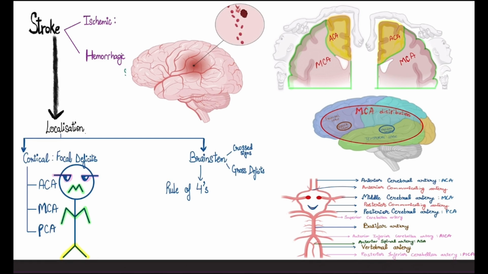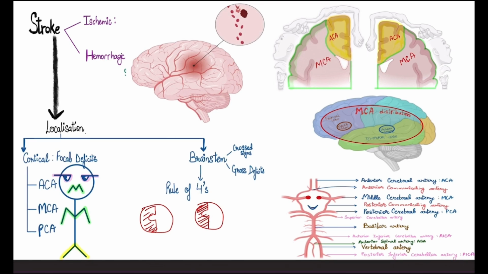For example, if the right PCA is affected, you will get homonymous hemianopsia like this. Now, why is there macular sparing when the PCA is affected? Because the macula has dual blood supply. It is supplied by the PCA as well as the MCA. So even if the PCA is affected, the MCA will still be supplying the blood to the macula. So that is why when PCA is affected, we get contralateral hemianopia with macular sparing.